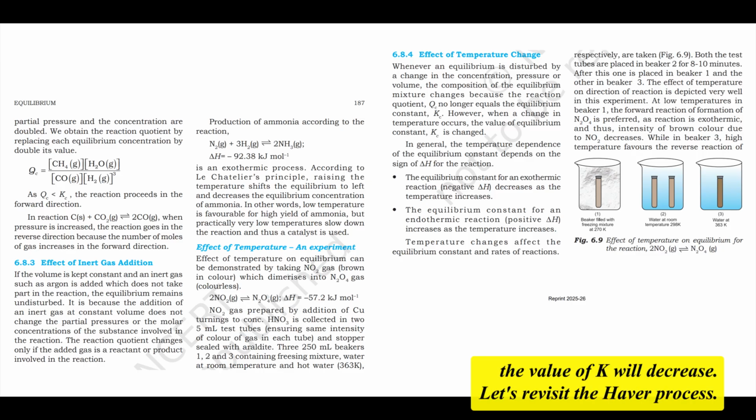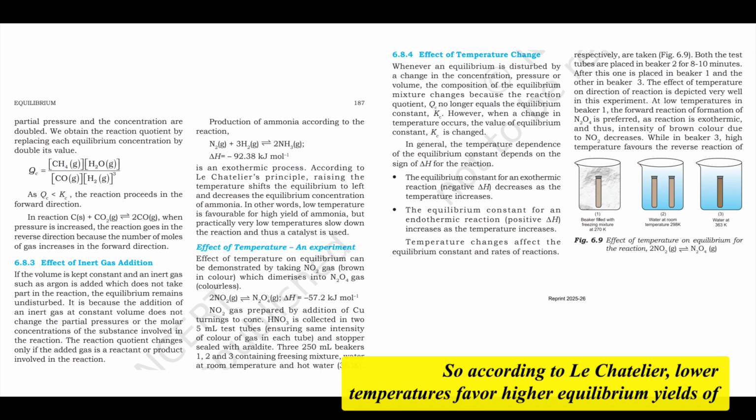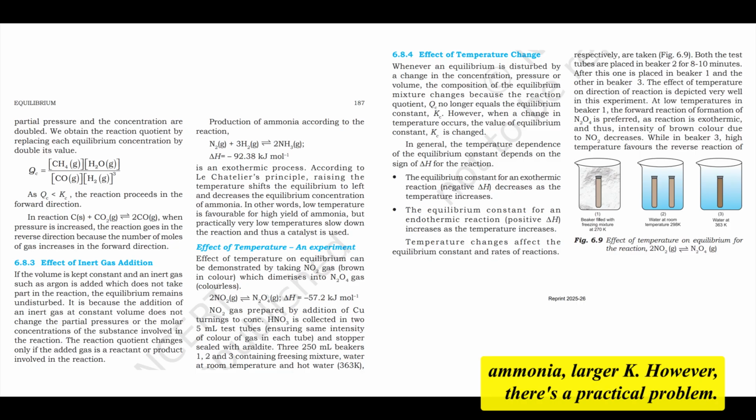Let's revisit the Haber process. N2 plus 3 H2 equals 2 NH3. It's exothermic, ΔH is negative 92 kJ/mol. So according to Le Chatelier, lower temperatures favor higher equilibrium yields of ammonia, larger K. However, there's a practical problem.